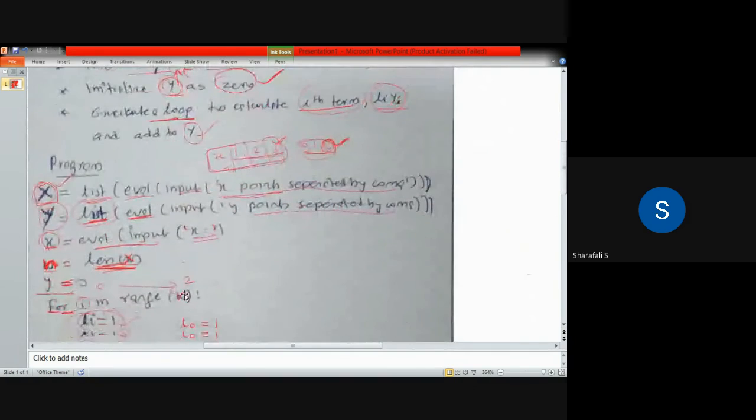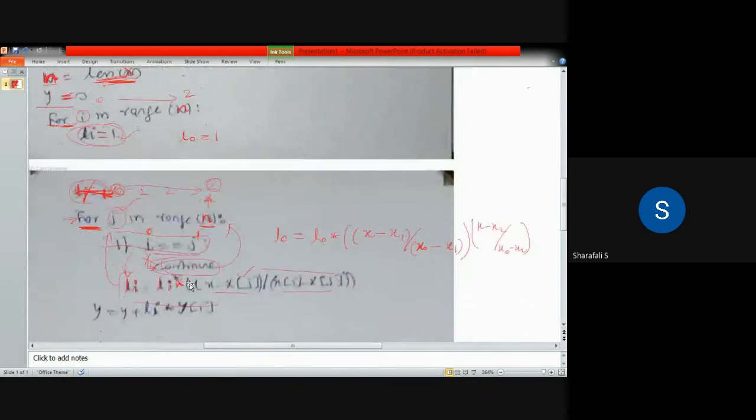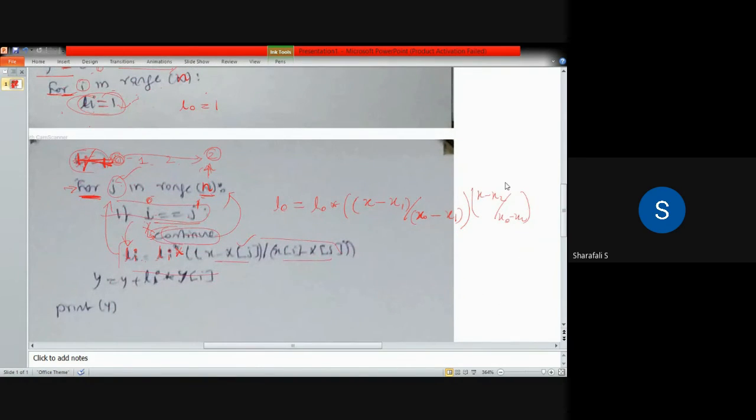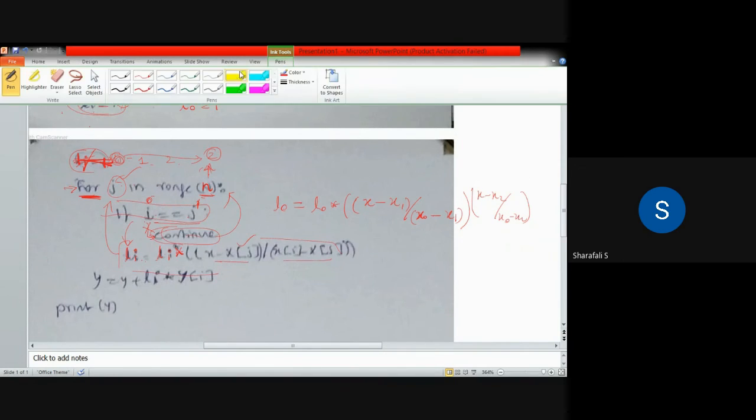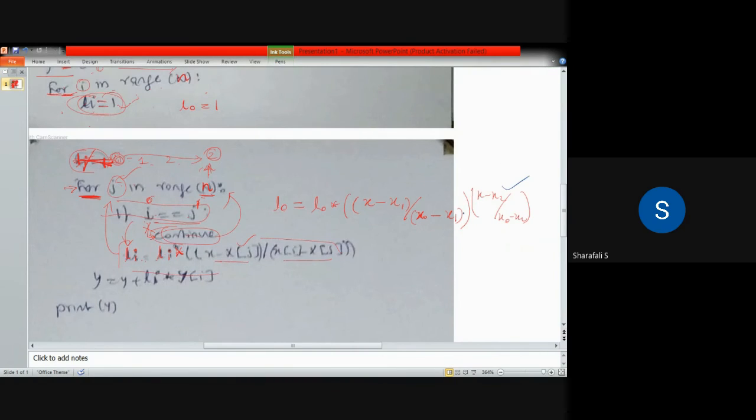After executing up to this term, what will happen? Another, up to this term it will go. Now we have j equal to 2. Again it will go to this for loop. Now j is 2, so that is more than this range. Range of n is 2. So then it will exit this for loop.